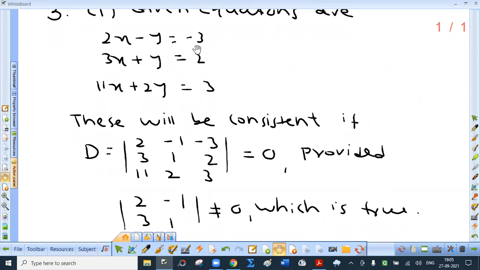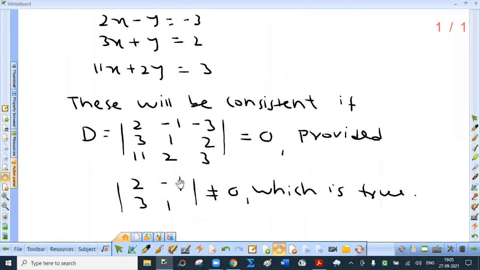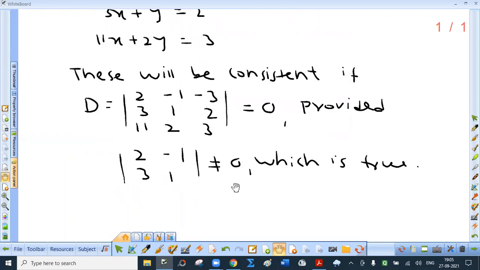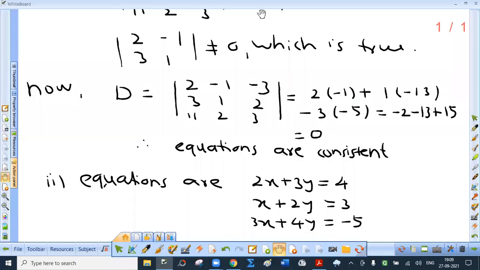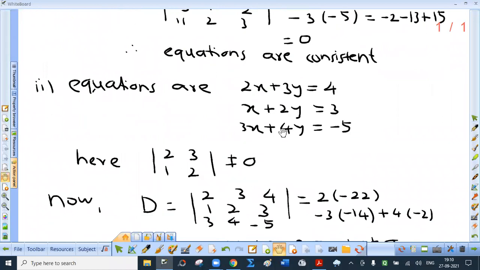If we try to solve the first two by Cramer's rule, we observe that the determinant of 2, minus 1, 3, 1, the coefficients of x and y, should not be 0. Is it 0 here? No. And that is why I have written these will be consistent if D equal to 0, provided this determinant is not 0, which is true. Now find out the value of this determinant. Now D equal to this determinant comes out to be 0. So the equations are consistent.